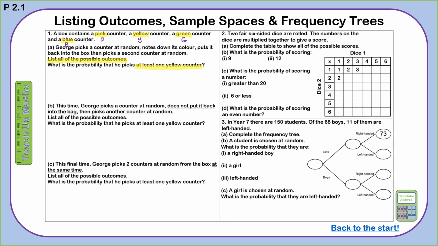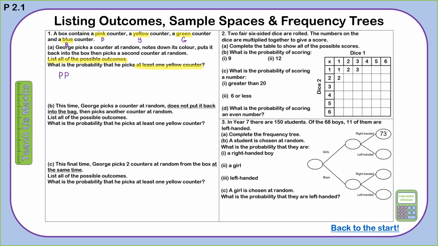Now let's start listing all of the possible outcomes of the 2 events. Imagine if George started picking and he first of all selected a pink counter out of the box. He looked at it, noted down its colour and then put it back in the box. Now imagine George picking a second counter out of the box. Because he replaced the pink counter into the box, it is possible that he could pick the pink counter again. So picking a pink counter first and a pink counter second.